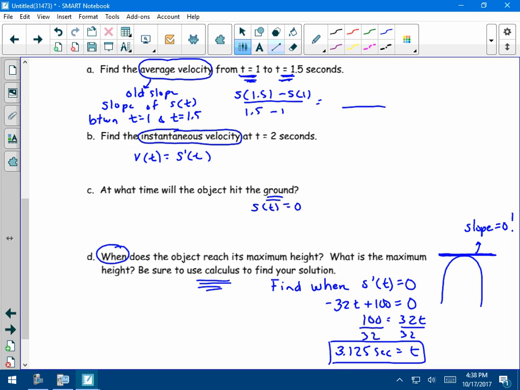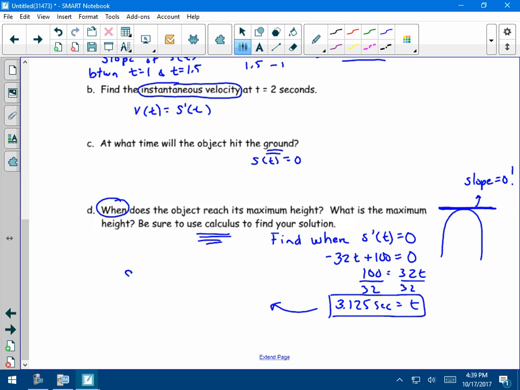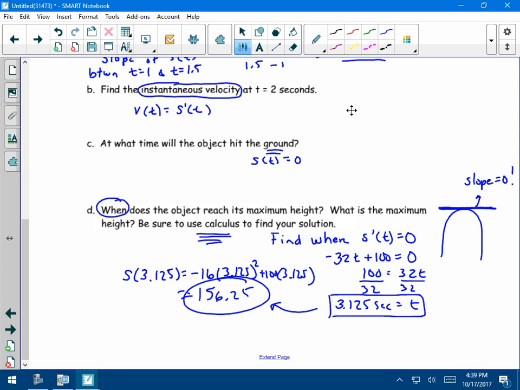What is its maximum height? Well, if I know when it reaches its maximum height, how would I tell what the maximum height actually is? Well, if you just take that and plug it into s of t, so s of 3.125 equals negative 16 times 3.125 squared plus 100 times 3.125. Obviously, you wouldn't know how to do that without a calculator. It comes out to be 156.25. But if a question like this shows up on the test tomorrow, since remember the test tomorrow is no calculator, you'd have nicer numbers to use here.